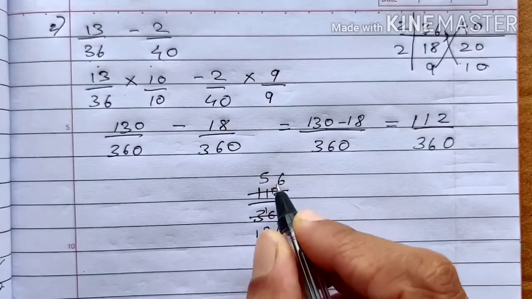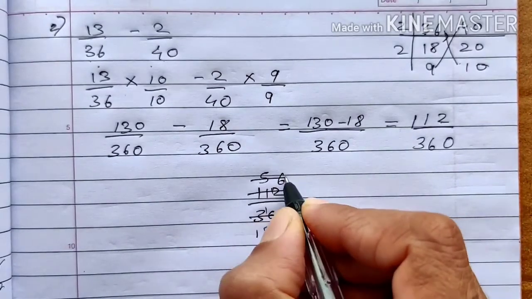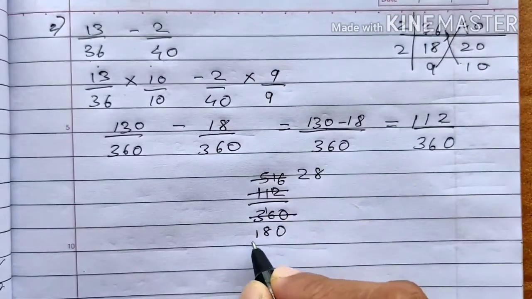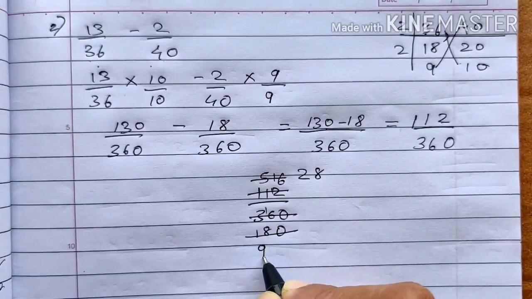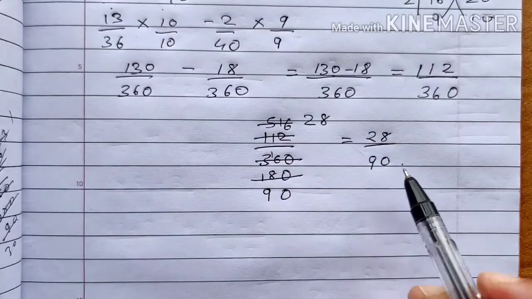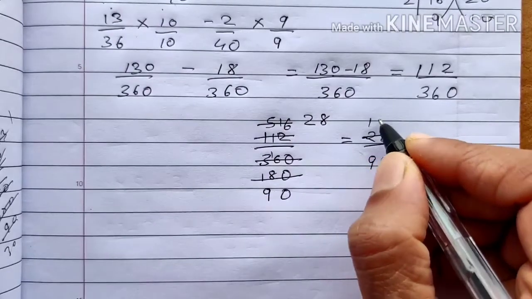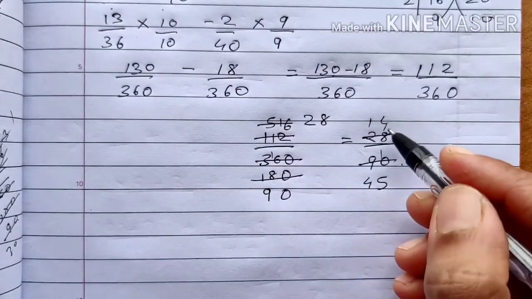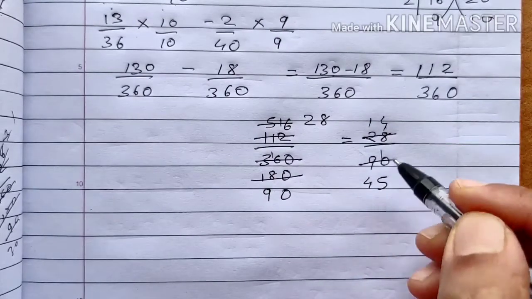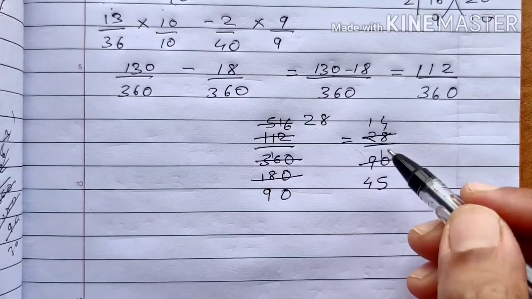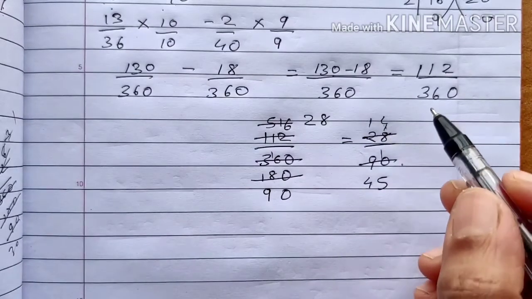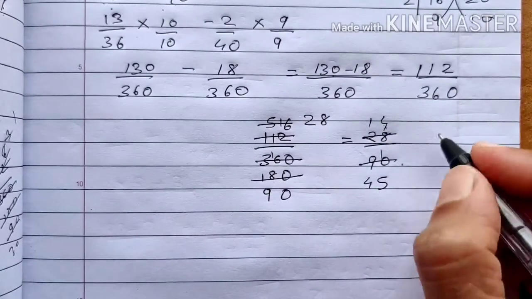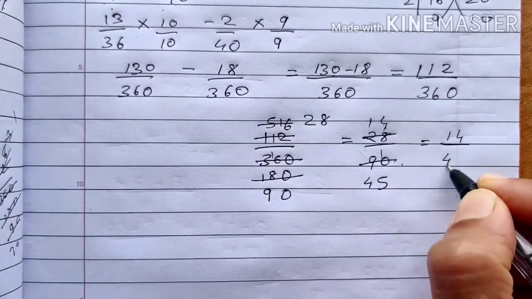Okay, now again both these are even numbers. They will again be divisible by 2. These are still even numbers, so this can be further divisible by 2. Okay, now this is divisible by 2, but this is not, right? It is not divisible by 3 as well. And in fact, you just have to check all the prime numbers. So 2, 3, 5, 7 and so on. Okay, so then your answer is 14 upon 45.